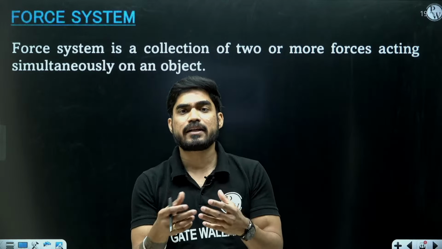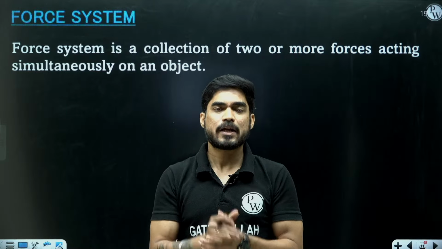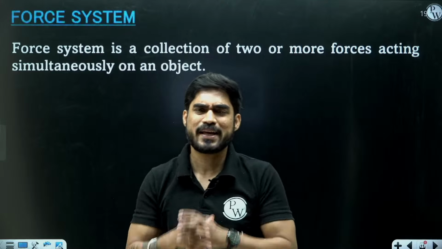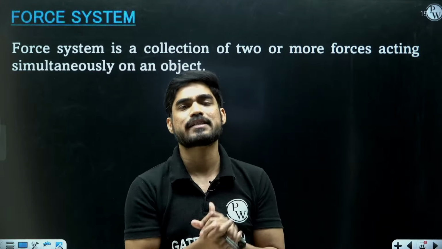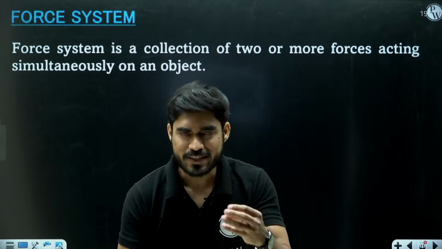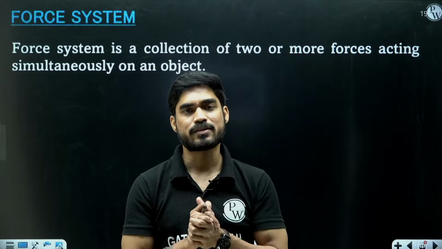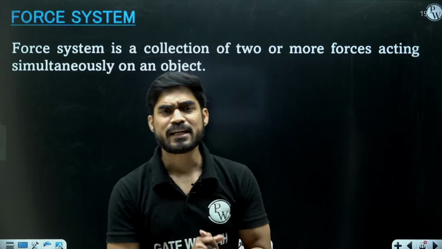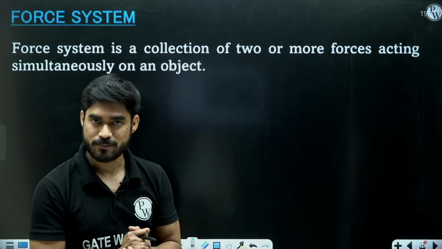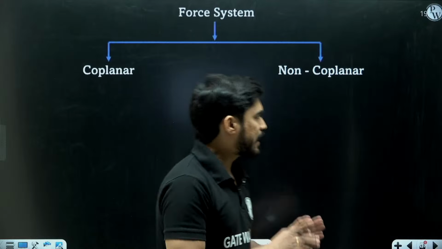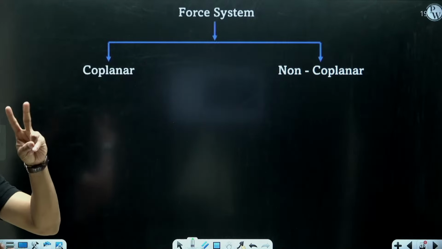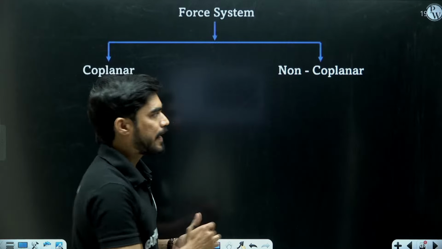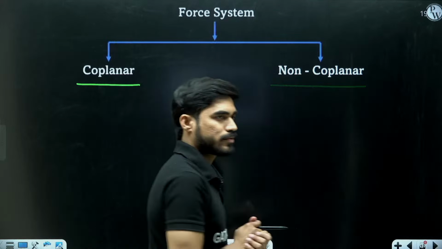Why are we calling it a force system? Because there are different types of force systems based on the nature of how the forces are acting. And based on the different types of force systems, there are different ways of analyzing them. Let's see what the different types of force systems are. So broadly we can classify the force systems into 2 categories: coplanar force systems and non-coplanar force systems.